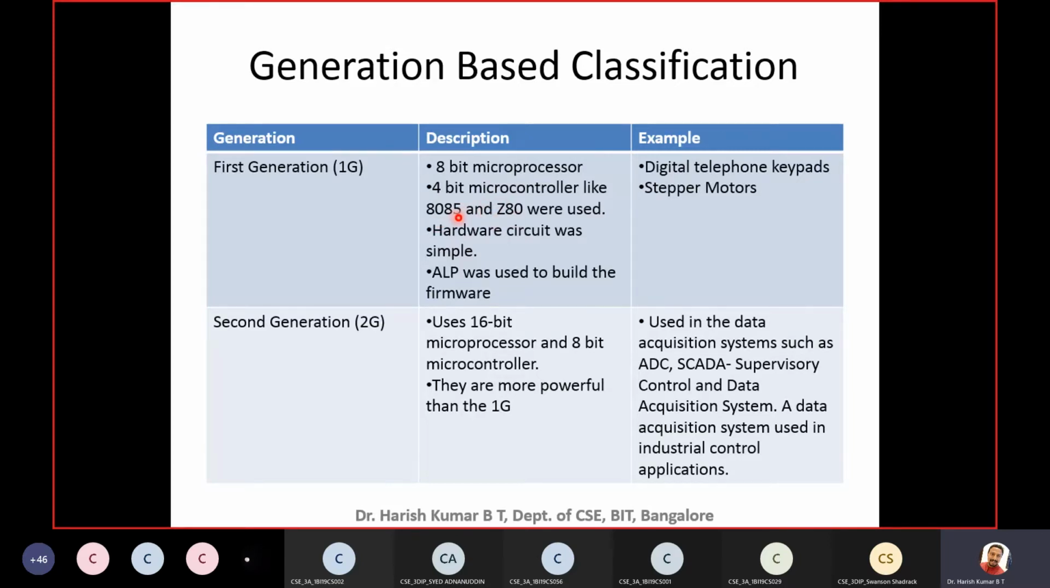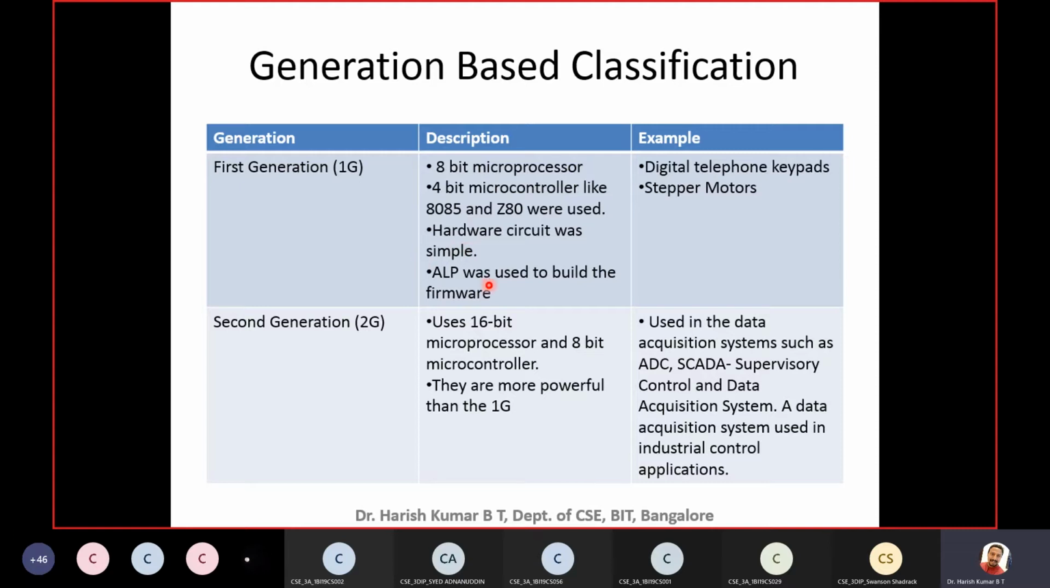So 8080, 8085 and Z80 were the 4-bit microcontrollers which were most widely used in the first generation embedded systems. Or if a microprocessor was used, it was an 8-bit microprocessor. And since they were using only an 8-bit microprocessor or 4-bit microcontroller, the hardware circuitry was very simple.